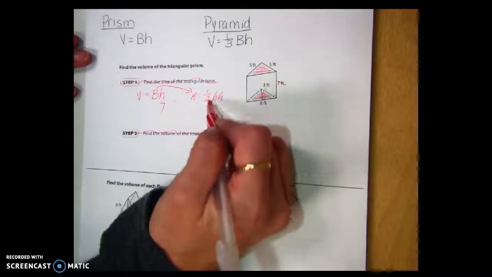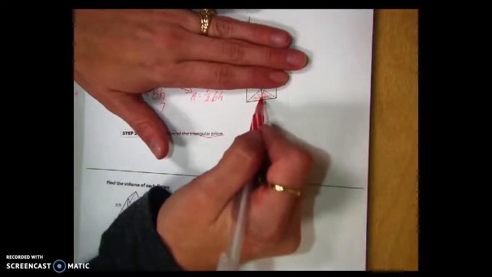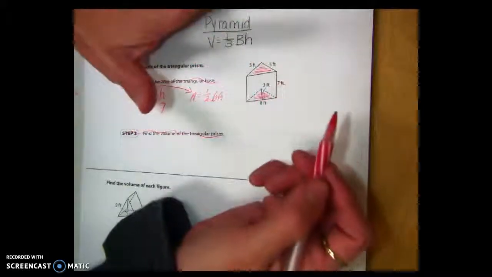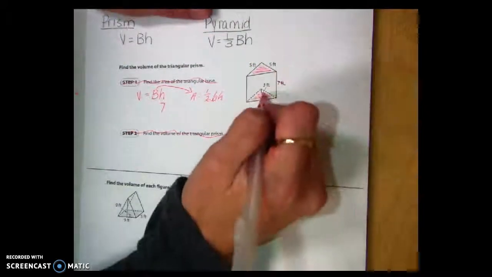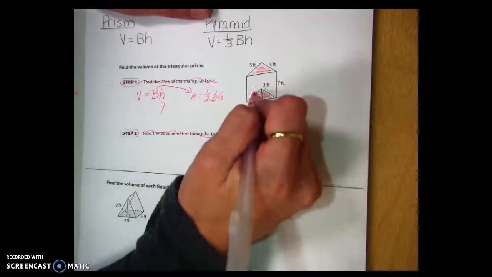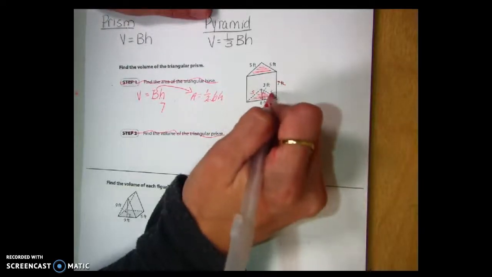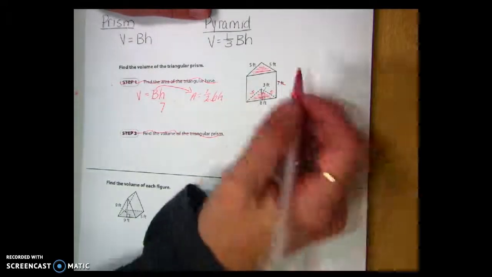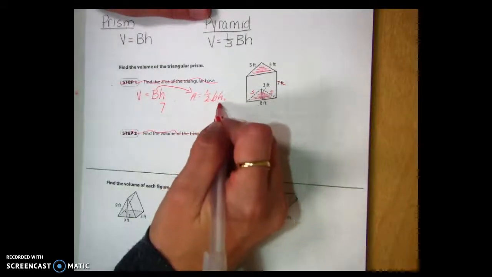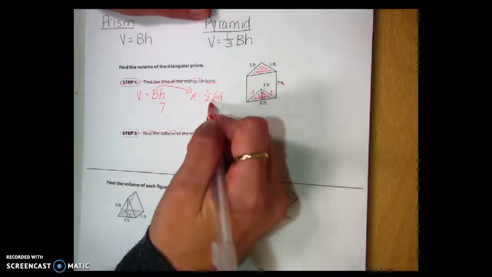So when I'm doing the area of the triangle, all I'm looking at is this triangle. I'm not looking at the whole prism. I'm just trying to find the area of this triangle. These two are congruent, so this part is 5 and this part is 5 if we brought those down. So I have 4 numbers here, but all I need is 2. The 2 that I need are the base and the height.